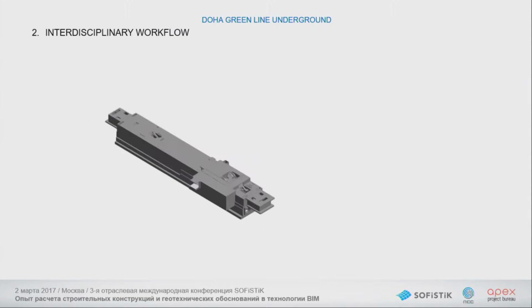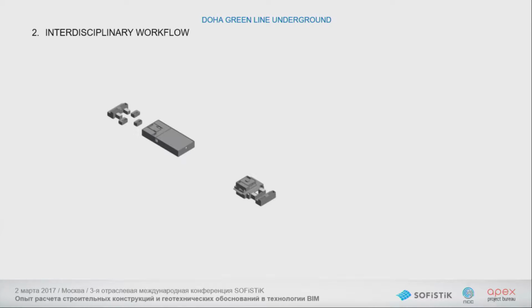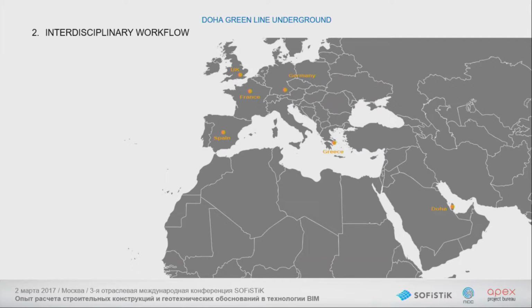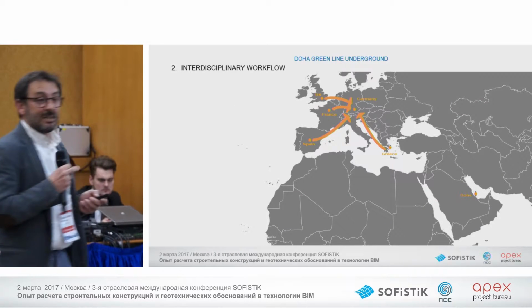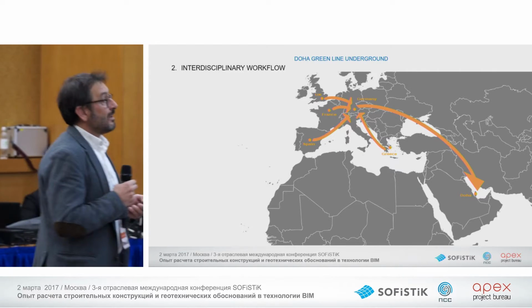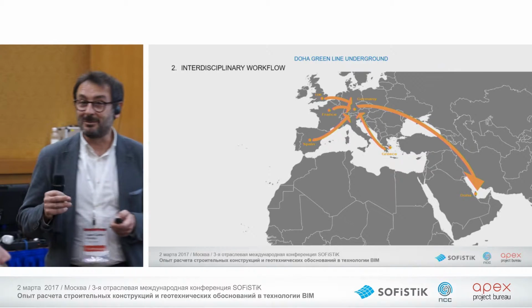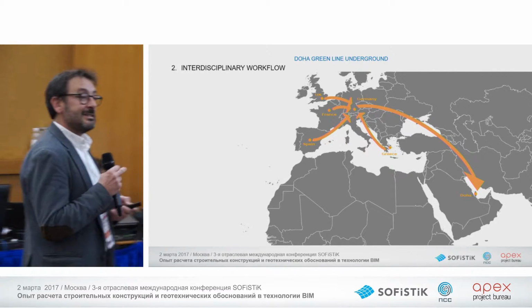This is the final model, but it is made with all these models, specific models for specific parts. So they made the full model of the station and the emergency exits and so on. This is the final model. And the geographical relation is between Spain and Germany, France and Germany, UK and Germany, and Greece and Germany, and finally Germany to Doha. This is a relationship in a global world. It's possible, and it's easy to work with that.